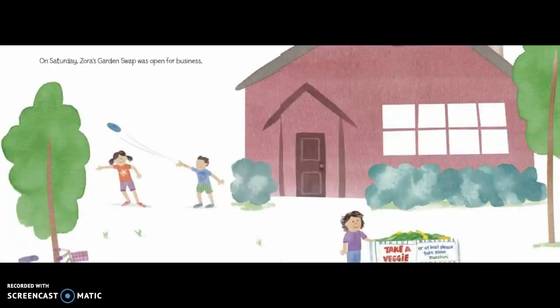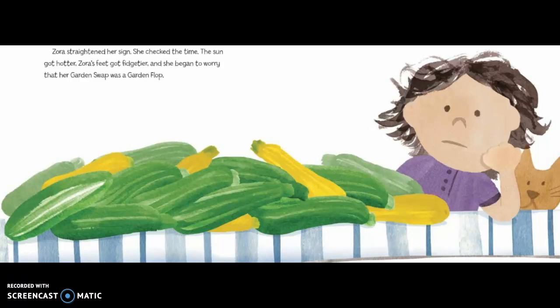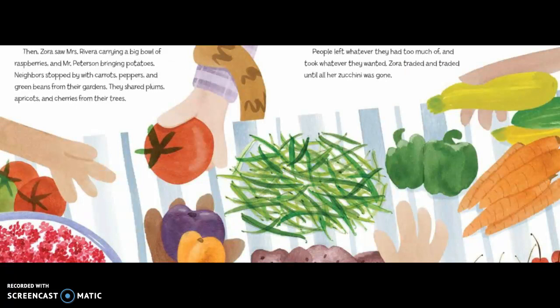She made a veggie stand where people could come and trade the zucchini. She was worried they wouldn't come, but then they came. Wow, a lot of stuff happened in the middle of the story. Did you notice that I didn't read the book to you? I just told you the key events, or the key details, of what happened. A lot of stuff happened in the middle.